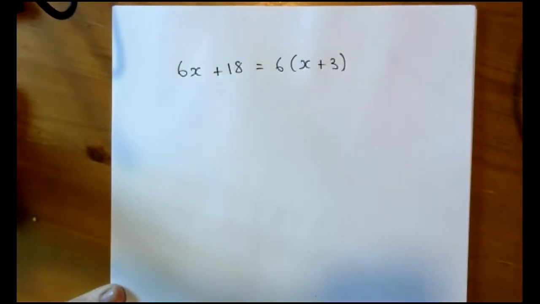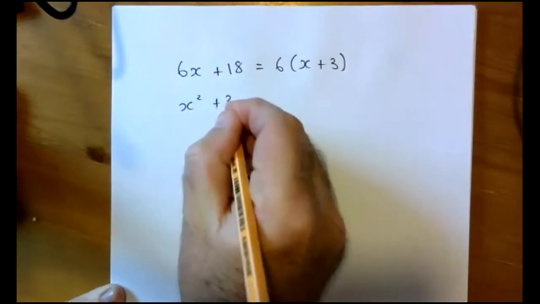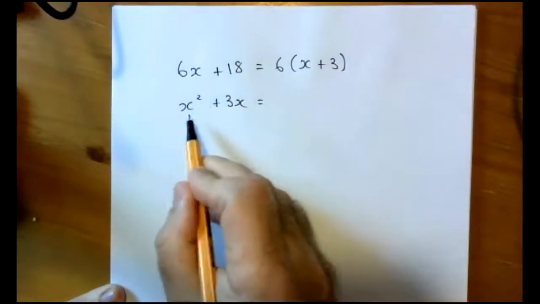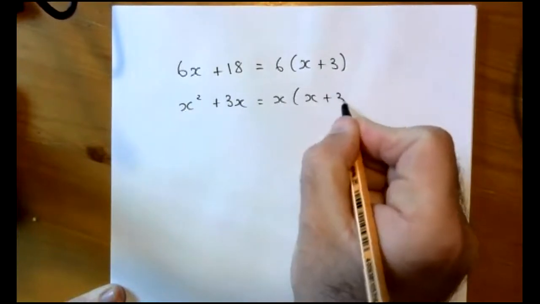So the next question, x squared plus 3x. So what's common to both? x. So we get x(x plus 3).